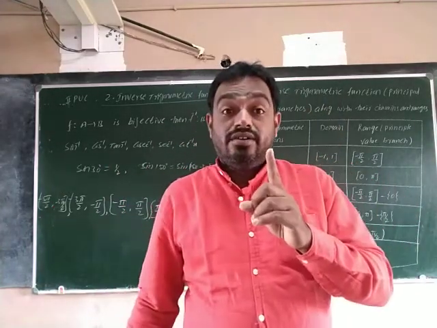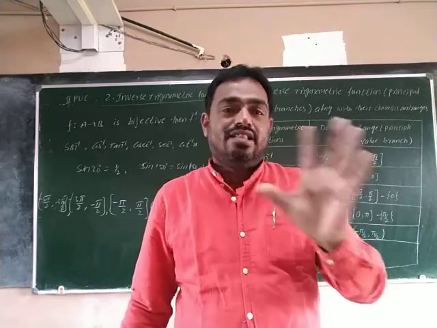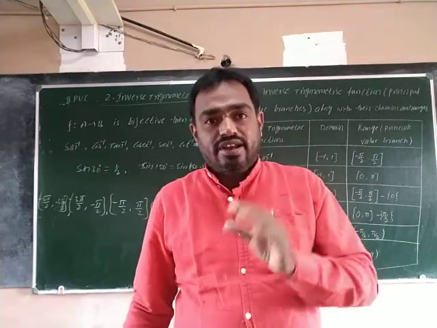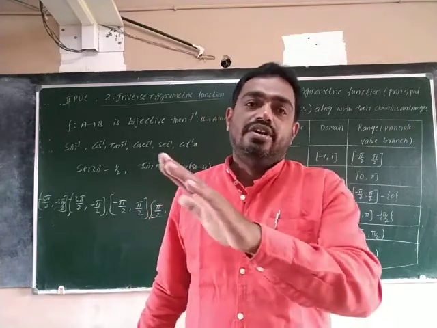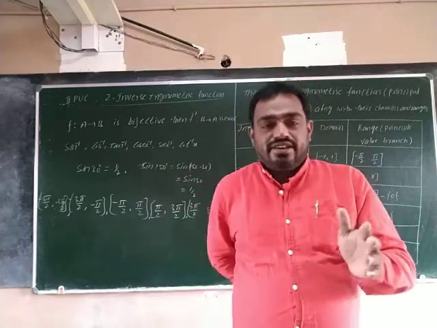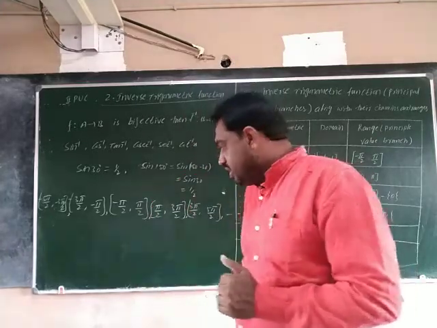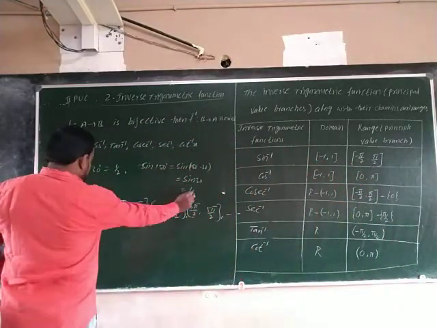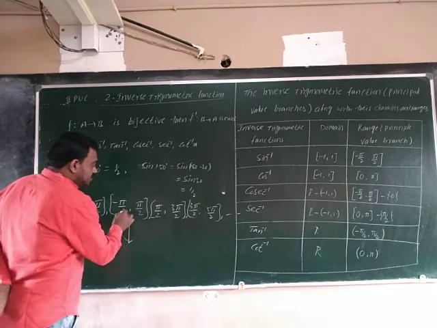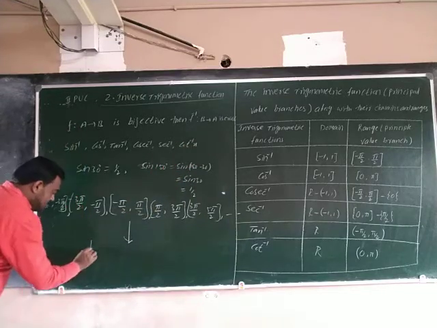So what we concluded is that the trigonometric functions are bijective, but only for some particular intervals, not for all real values. That means only in particular sub-intervals of the reals are these functions bijective. Next, this interval, minus pi by 2 to pi by 2, is called the principal value branch.